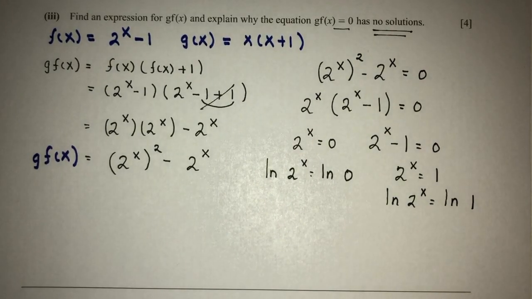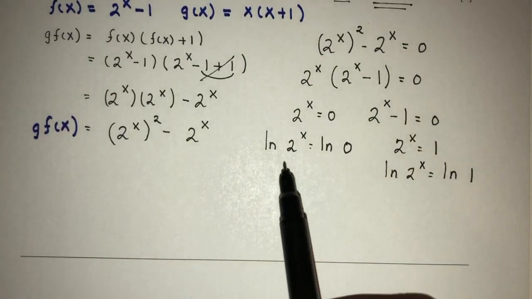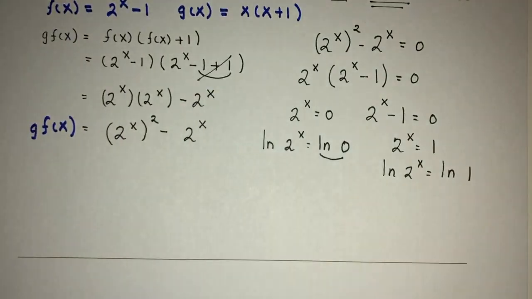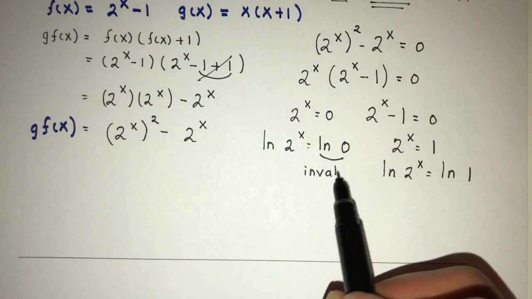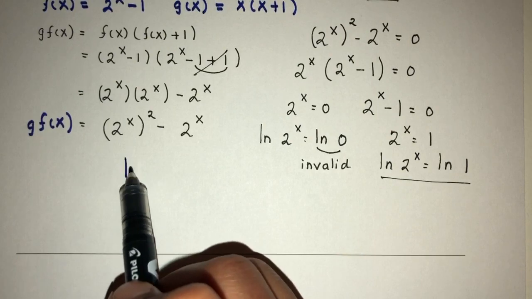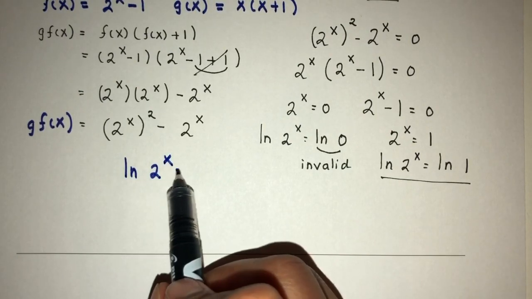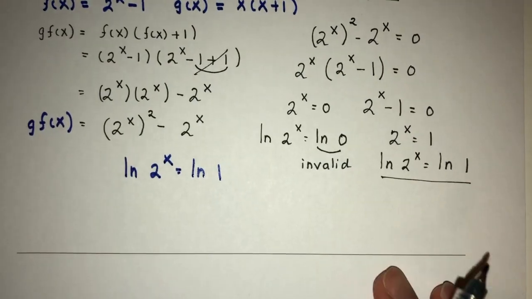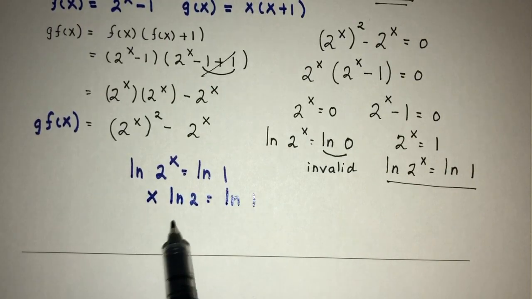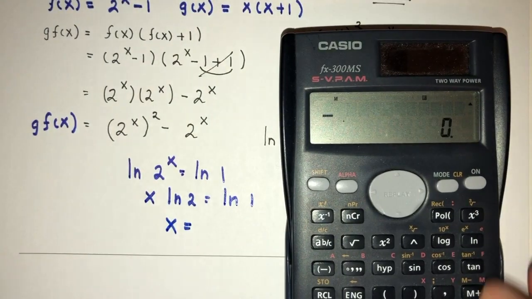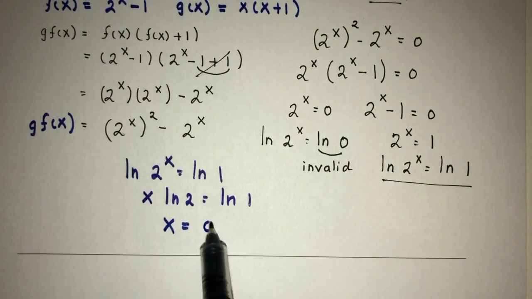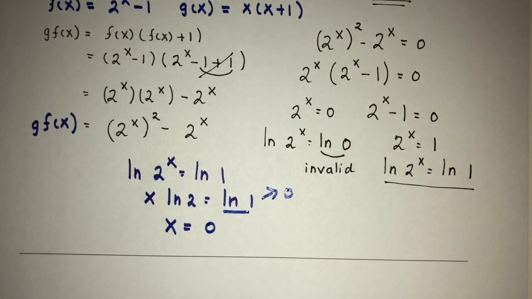Okay, so now what can we do? Let's see. So here, as you can see, what is ln of 0? If you observe, ln of 0 does not exist. So because of that, this part of the solution will be invalid. How about this one? Let's have a look. We have ln of 2 power x equal to ln of 1. So let's first find the value of x. So x ln of 2 is equal to ln of 1. So x will be ln of 1 divided by ln of 2. So ln of 1 is 0, so x will be 0.